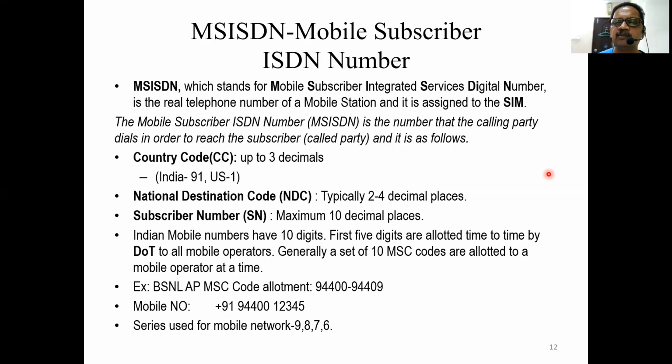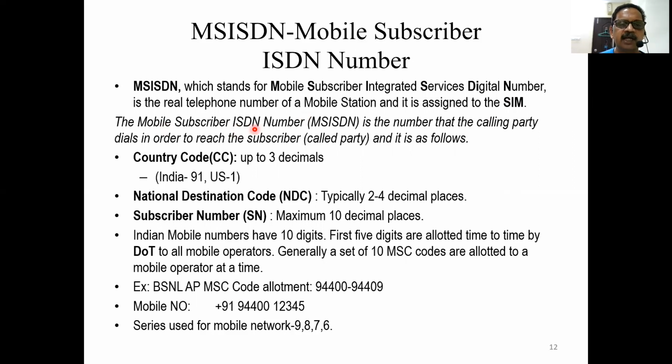So what is your mobile number? I will say 94400000256, something like that. This is the number. This is called the directory number. So it is mapped to our Subscriber Identity Module, SIM. When the service is activated and a telephone number is allotted to you, it is incorporated or written into the SIM card.